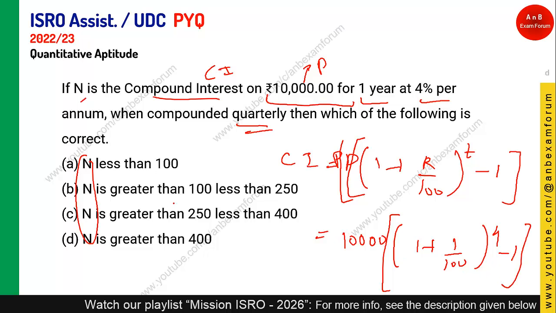Okay, I'm not going to solve it. So n will become greater than 400. Since this is power of 4, and 10 power 4 will be there, so 10,000 will already be eliminated. So it will be around 406. Okay, so it will be greater than 400.